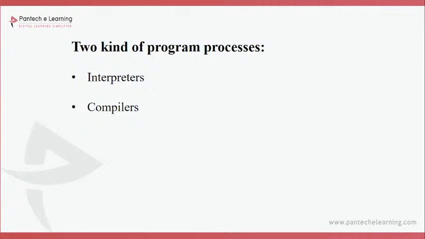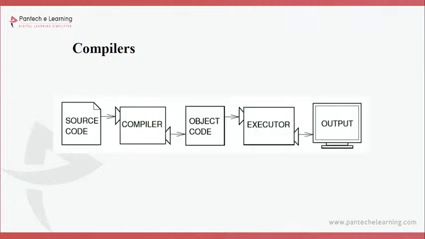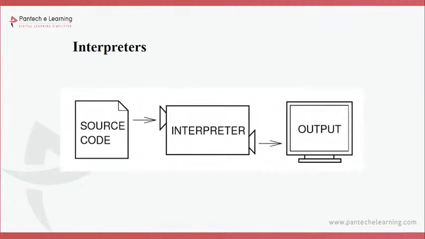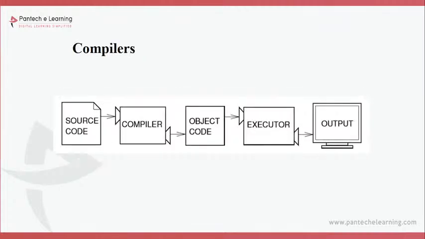There are two kinds of programming processes, interpreters and compilers. First we look at compilers. With compilers we are using source code, which is the input data written in some programming language. That programming language is given to the compiler, and after compilation it converts to binary code.